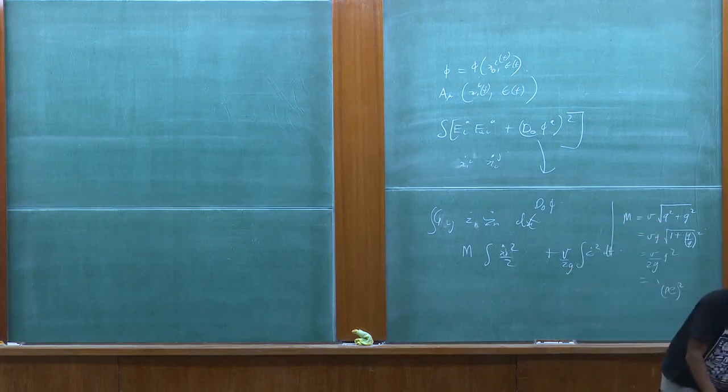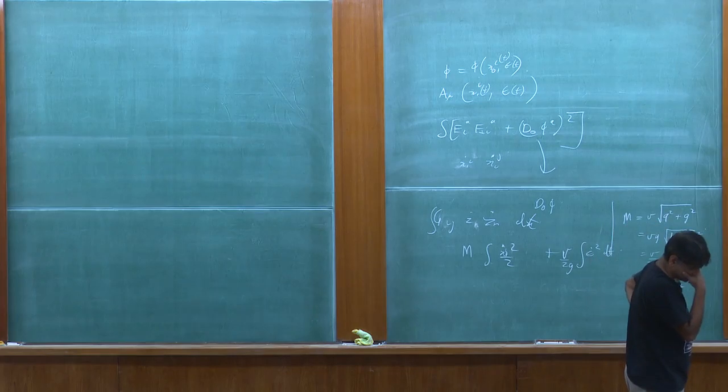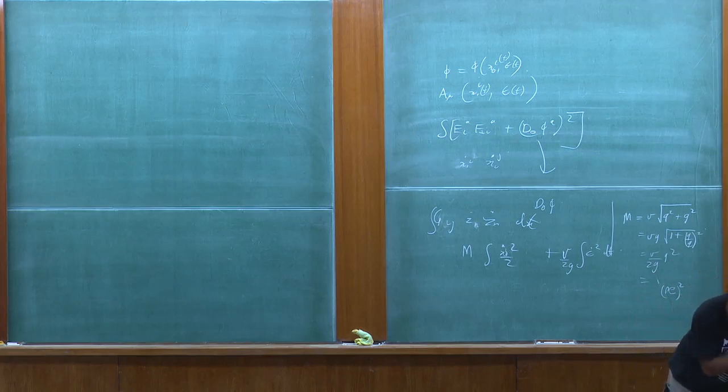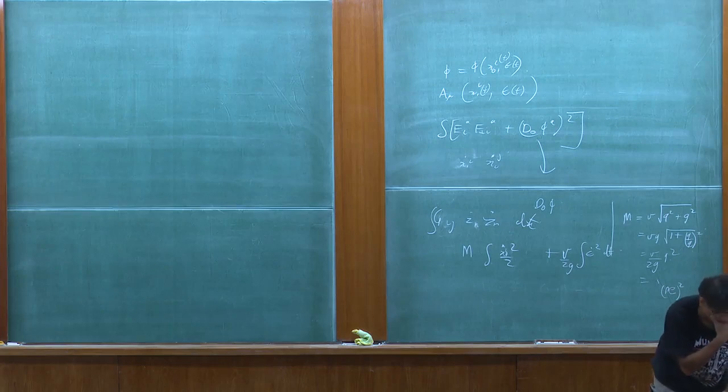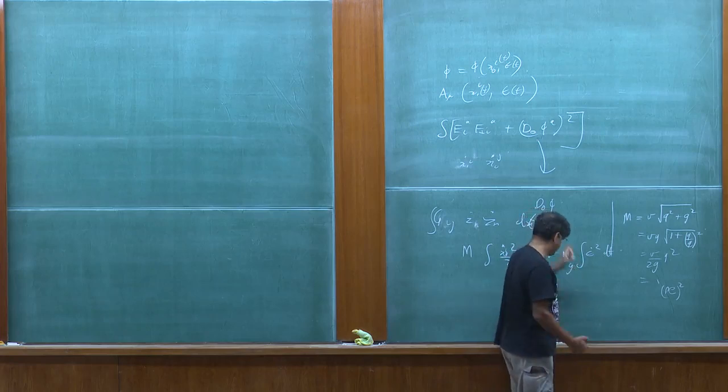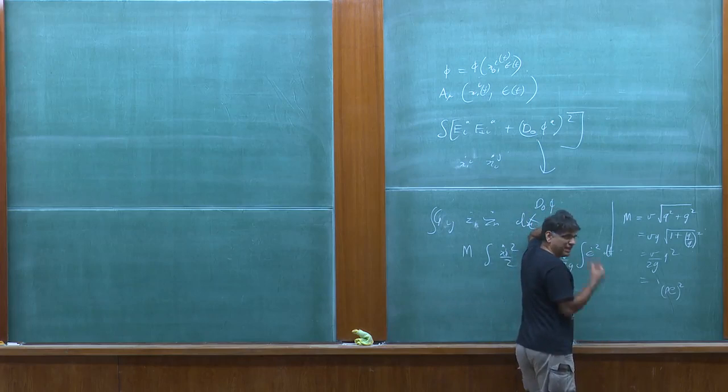What was the mass? V times G. Just 1 minute, I should get this straight. Unfortunately, he doesn't give the answer. Just one second. Okay, we will certainly get epsilon dot squared times V times some factor of G. V times G is the mass, right?